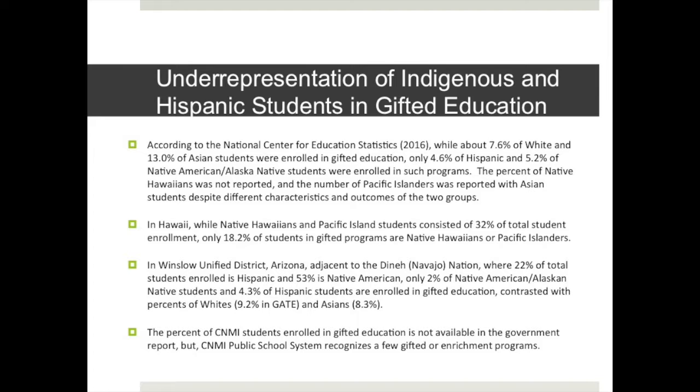According to the National Center for Education Statistics, while about 7.6% of white and 13% of Asian students were enrolled in gifted education, only 4.6% of Hispanic and 5.2% of Native American Alaskan Native students were enrolled in such programs. The percent of Native Hawaiians was not reported, and the number of Pacific Islanders was reported with Asian students, despite different characteristics and outcomes for the two groups.